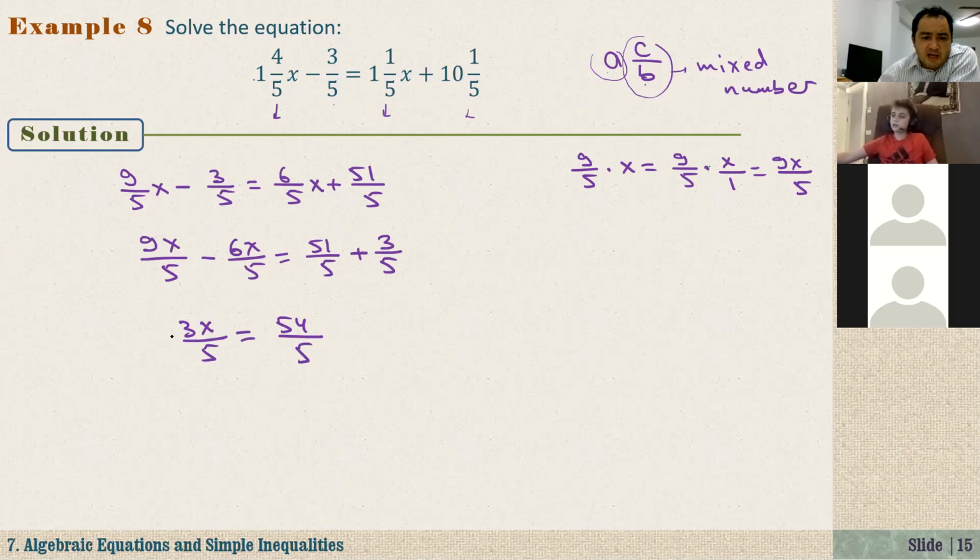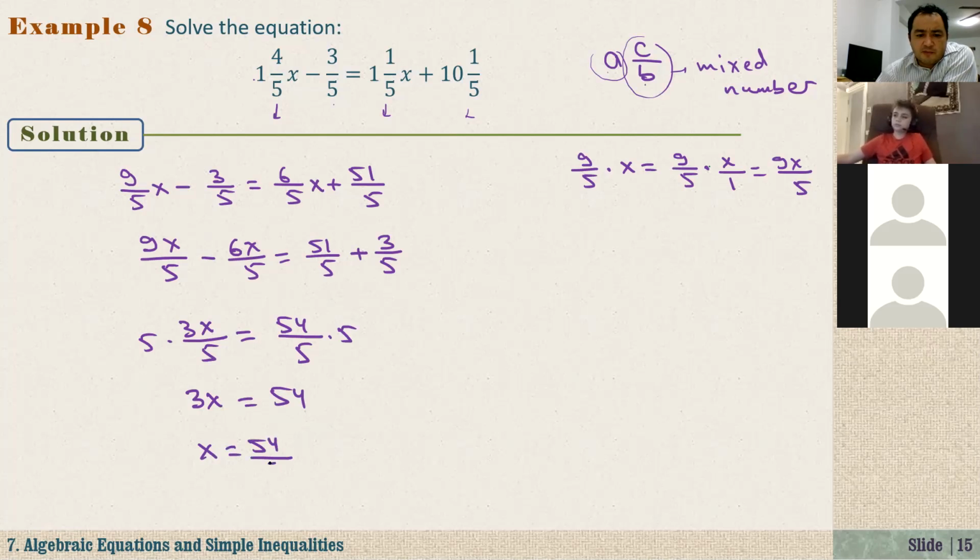So now, again, I can multiply both sides by 5, right? It doesn't change anything. Multiplying both sides by a constant number does not change the solution of the equation. So here, we have 3x equals 54. What is x? 54 divided by 3 is equal to 18. The solution of this equation is 18.